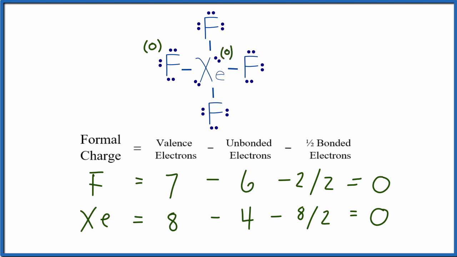When the formal charges are 0 or closest to 0, that's a good thing. That means that this Lewis structure is the best or most likely or most favorable Lewis structure. So that's it. Those are the formal charges for xenon tetrafluoride, XeF4.